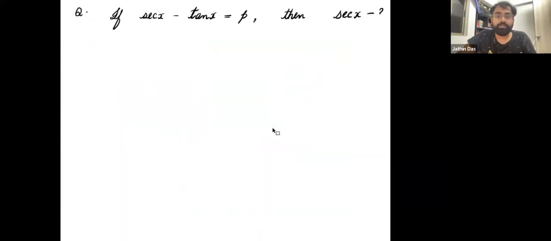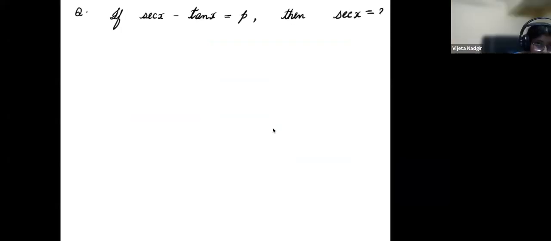Okay, try this. Let me see. It's a good thinking question. छोटा सा, the answer is 2 line. Sec x क्या है? tan x क्या है? P plus tan x.